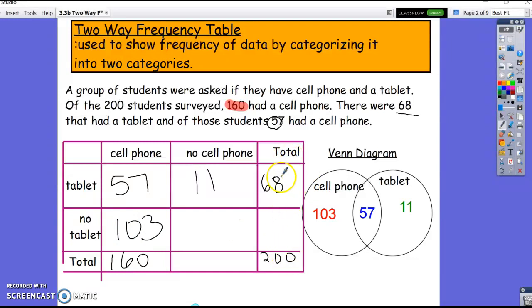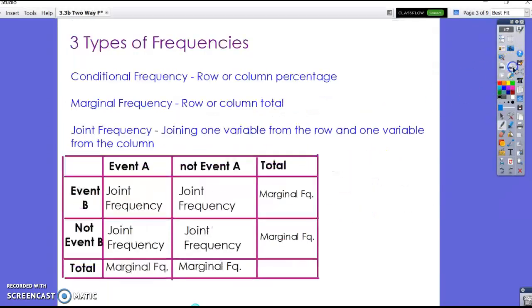My total column: the students who have a tablet plus the students who have no tablet should be 200. So 200 minus 68 is 132. For the students who have no tablet, 132 minus 103 is going to leave us with 29. Then 11 plus 29 leaves us with 40 students who have no cell phone. So this is our two-way frequency table. Again, we filled out the given information, and then we used subtraction and addition to figure out our missing values. It's just comparing students who have a cell phone to students who don't.